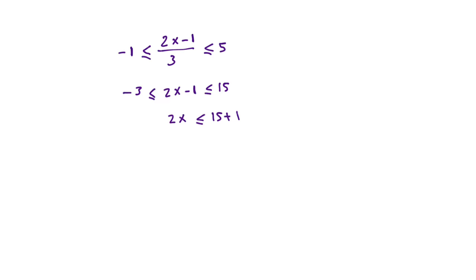Add 1 to everything. We have 2x smaller than or equal to 8 and bigger than or equal to negative 2. We divide by 2, and x is between negative 1 and 4.